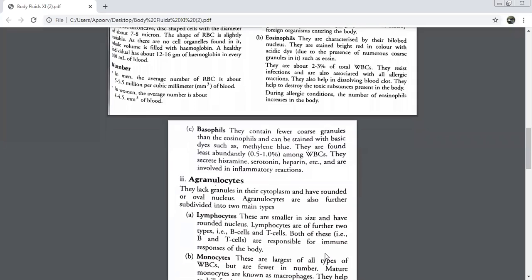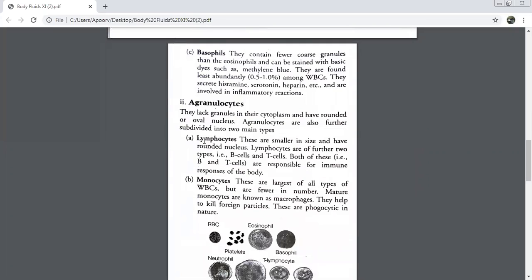Now we move on to the second category, agranulocytes. They lack granules. They do not have granules in the cytoplasm, so we simply know that they lack granules. They have a rounded or oval nucleus. Here you do not find any lobed nucleus, multilobed or bilobed, nothing like that.